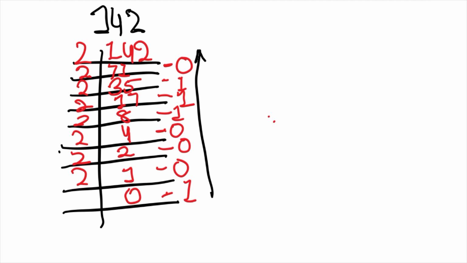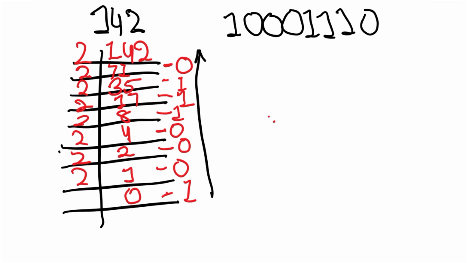So in this case, we get 1, 0, 0, 0, 1, 1, 1, 0. So this is our binary number. So 142 is equivalent to the binary number 10001110. The binary value would have a base 2, and the denary value would have a base 10. So this is the method for converting any denary number into a binary number.